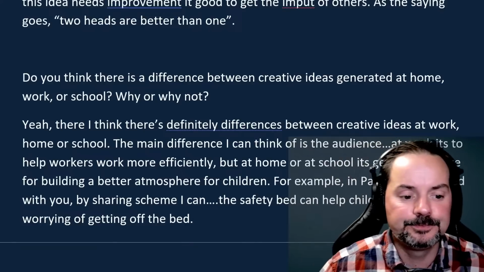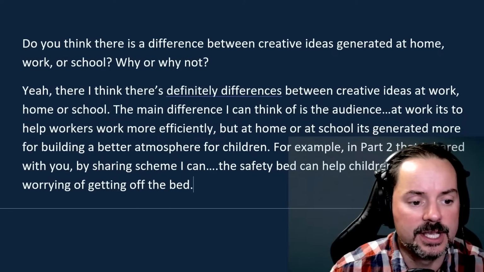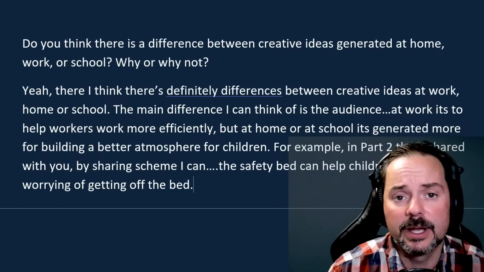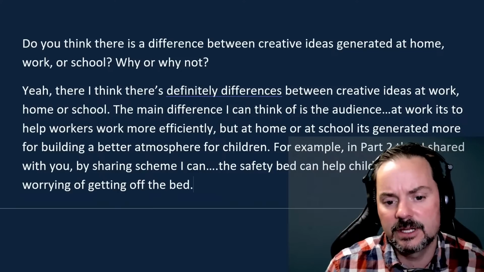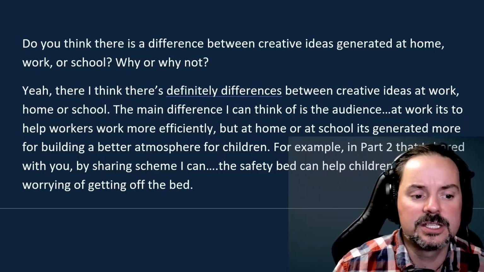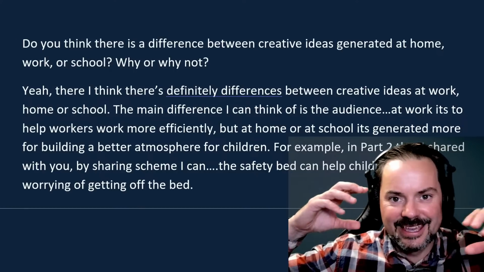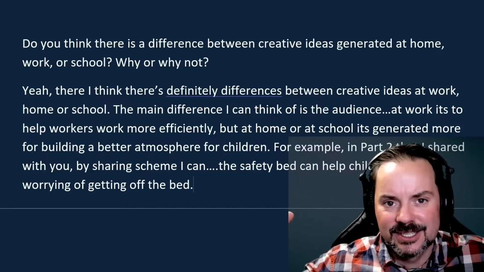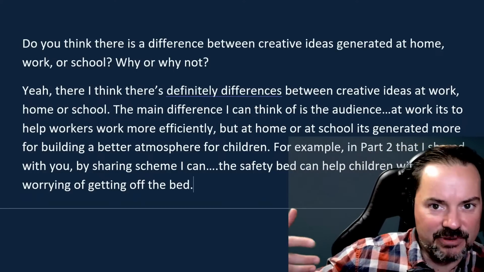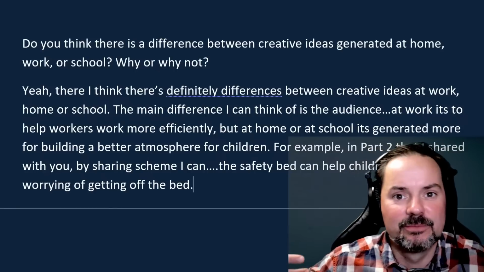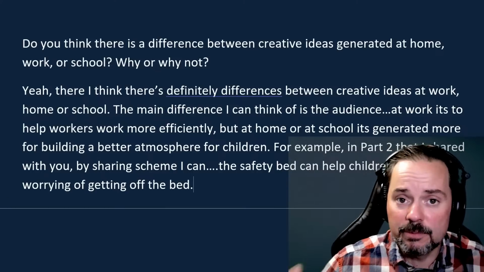Dewey, a great job buying time with these leading sentences, and you don't have to say them quickly, right? Like you're slowing it down. You're like, yeah, I think there's definitely differences between creative ideas at work or at home or at school, and then I can feel your brain thinking, and you're realizing, well, yeah, the audience is different, right? At work, it's employees, colleagues. At school, it's peers, professors, and at home, it's your brothers, sisters, parents, or your kids, right? So it's a very different audience, very different purpose, right?